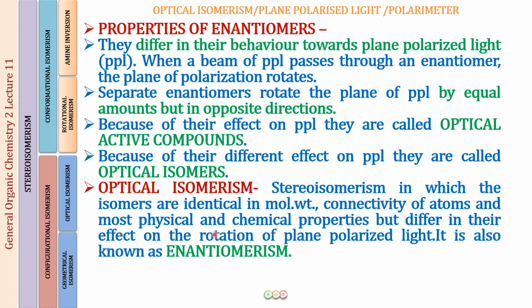They have a different effect on the rotation of plane polarized light. They are going to rotate the plane polarized light in opposite directions. It will be an equal amount but in opposite directions. What is all this going to mean? We are going to discuss that in this lecture, but just for an introduction, this is what you have to remember. This is also called enantiomerism because it is the property of the enantiomers. So enantiomers are themselves called optical isomers.